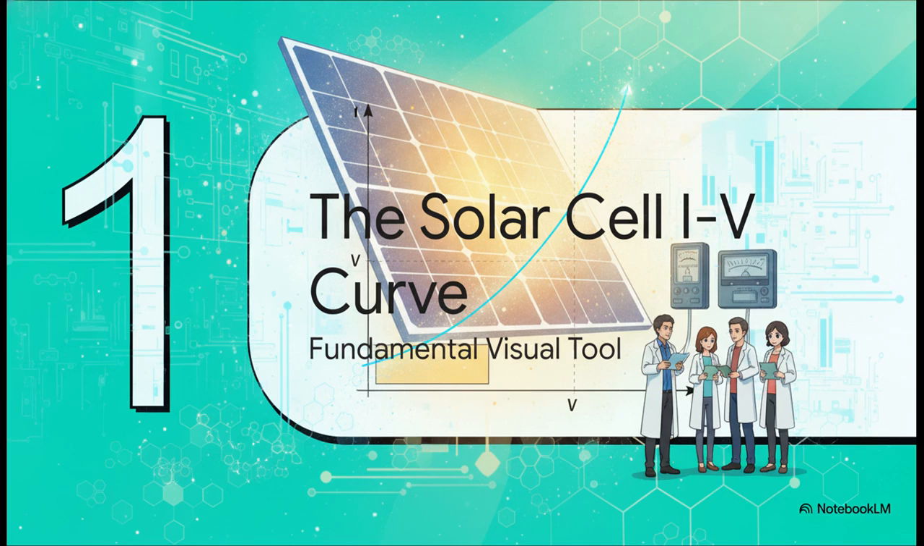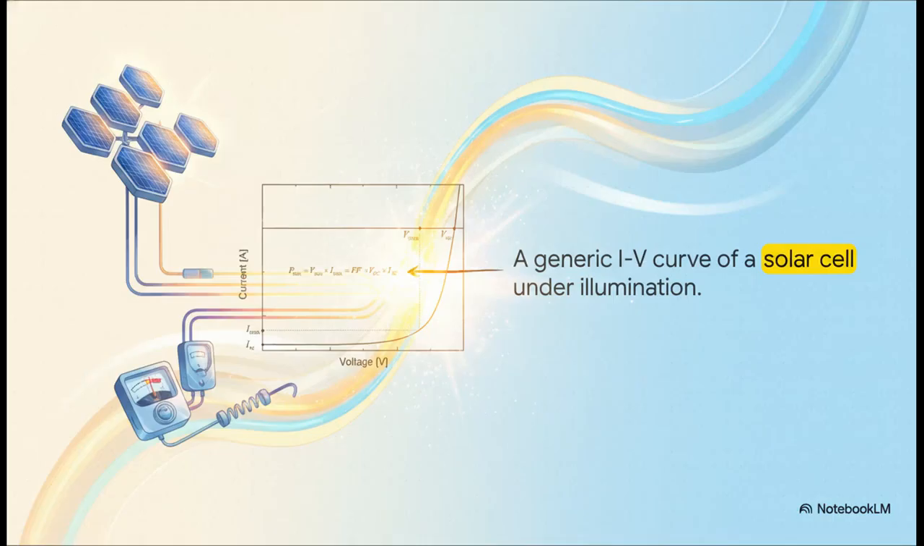Part 1. The solar cell IV curve, the fundamental visual tool. To understand efficiency, we absolutely have to understand the backbone of solar characterization. It's amazing how much crucial information is packed into this single shape. What we're looking at is an electrical current versus voltage, or IV curve. When we connect our solar cell to a variable load and measure it under a constant light source, we get this exact profile. Up on the y-axis, we have the short circuit current, or ISC. That's your maximum current when the voltage is 0. Then, way out on the x-axis, we have the open circuit voltage, VOC, the max voltage when no current is flowing.